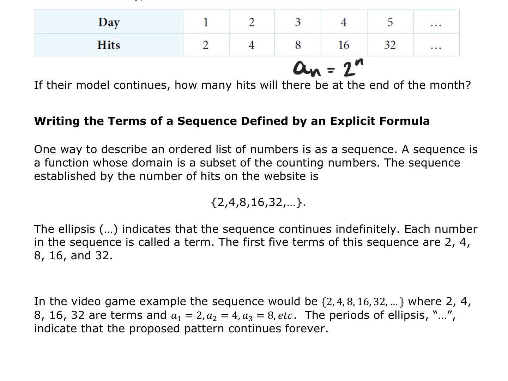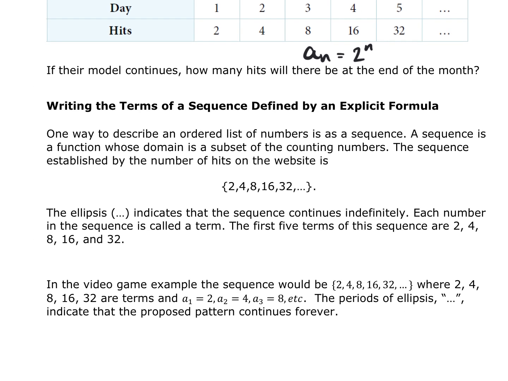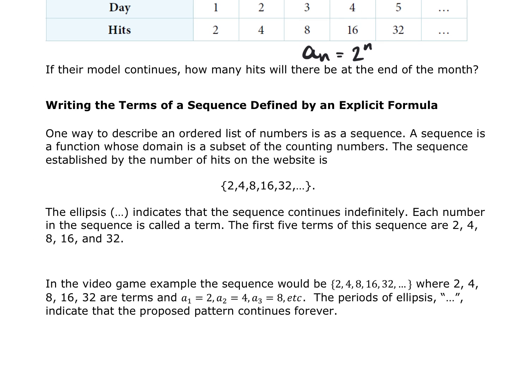What is a sequence? Well, a sequence is a list of numbers that are ordered. It has a particular order. And the domain is a subset of the counting integers. In other words, they're the natural numbers. They're the whole numbers not including 0. They're the positive integers, so 1, 2, 3 on up.